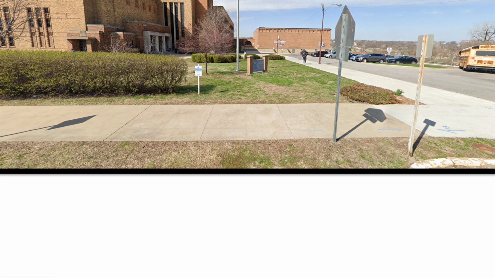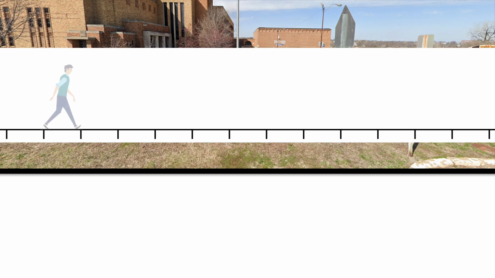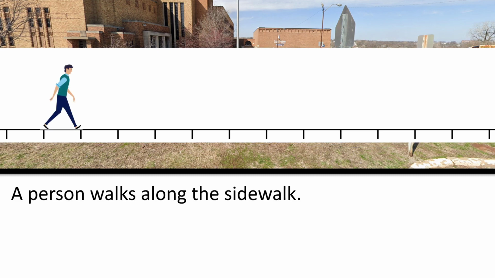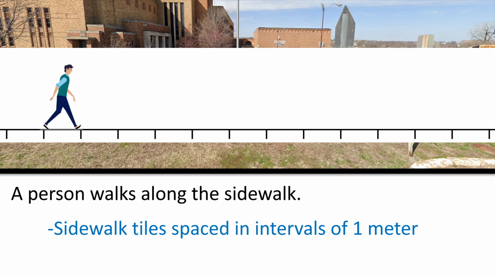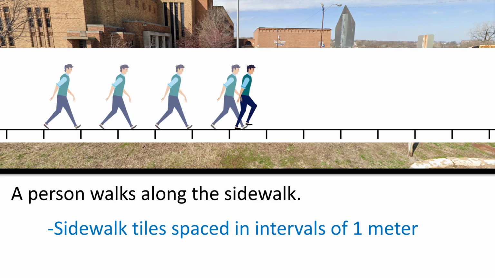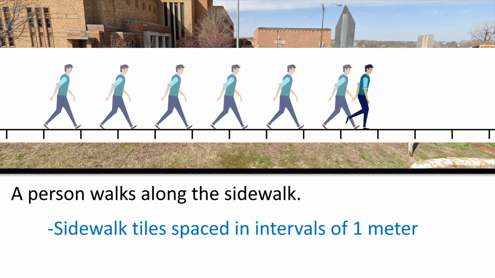In this video, I'm going to show you how to derive the distance equation. We'll do that by considering a person walking along the sidewalk. The sidewalk is evenly spaced tiles at intervals of 1 meter. And as the person walks, we'll take pictures every 1 second to mark the location of the person during this journey.